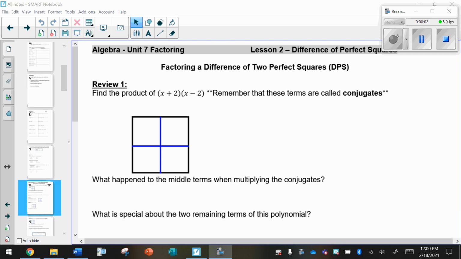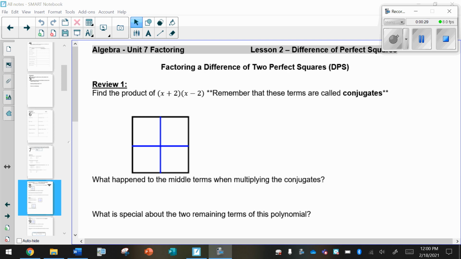Hola, algebra students. Today we are going to talk about another type of factoring, the difference of two perfect squares. Now remember, factoring means to rewrite something in terms of multiplication. So what we're first going to do is practice what we are supposed to know about how to multiply two binomials, and then we'll use that to work backwards.